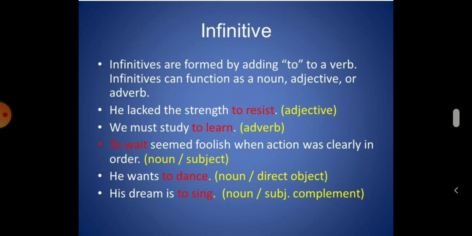He lacked the strength to resist. In this sentence, he is the subject, lacked is the verb, and to resist is the adjective. We must study to learn. What do we have to study? How to learn? We must study. We is the subject, must study is the verb, and to learn is the infinitive. Got it, dear children? In this way, infinitives, gerunds, and participles are the verbals.